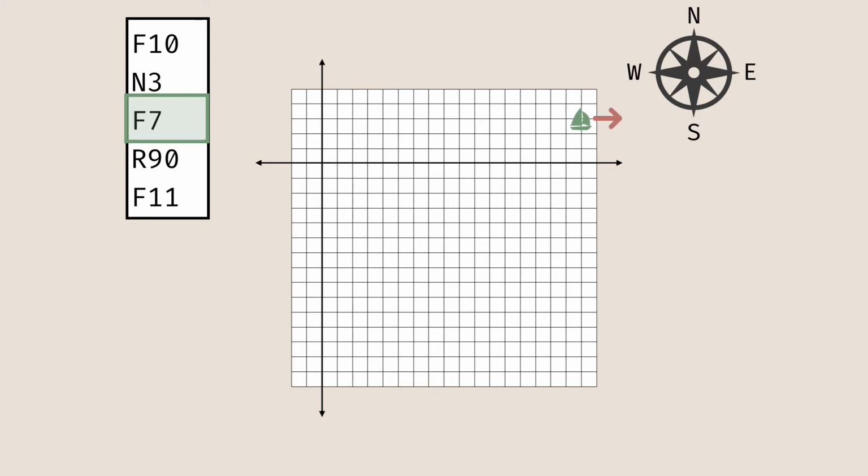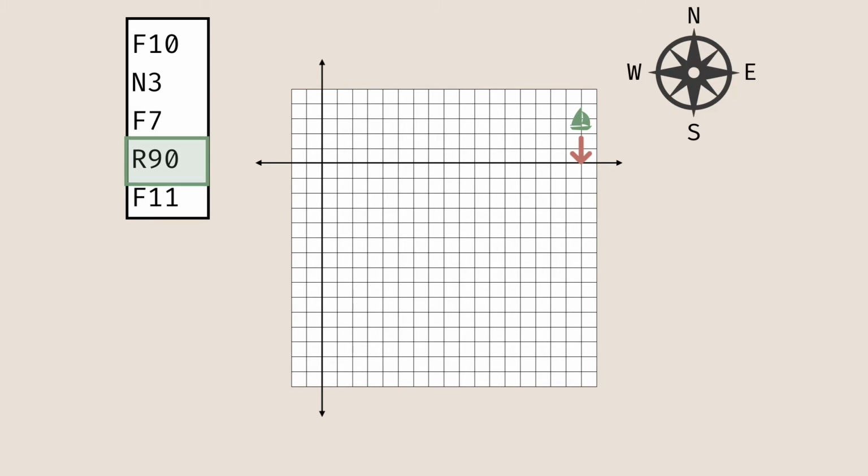Then here I have my first rotation command, right? So with a rotation command, if it's R, that means rotate clockwise. If it's L, that means rotate counterclockwise. So this one says rotate the direction that your ship is facing 90 degrees clockwise. So it ends up looking like this.